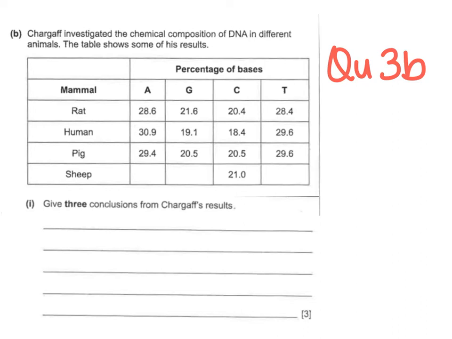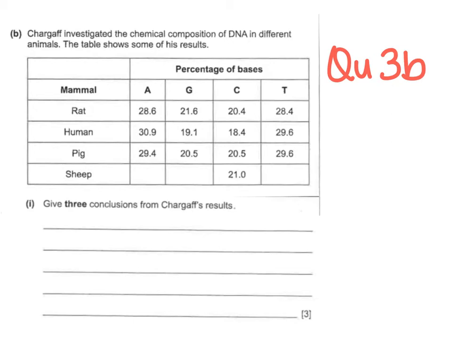Question 3B gives us a lot of data and talks about Chargaff. Now, you don't need to know who Chargaff is, but they might just give you a question saying, look, a researcher called Edwin Chargaff did this. This is the data he got. What conclusions could be drawn?